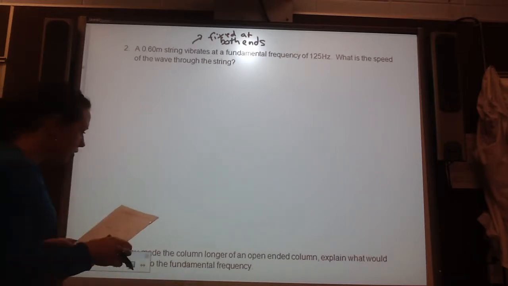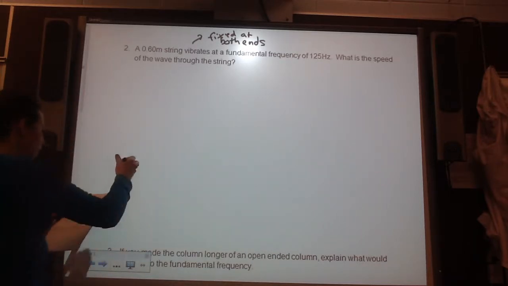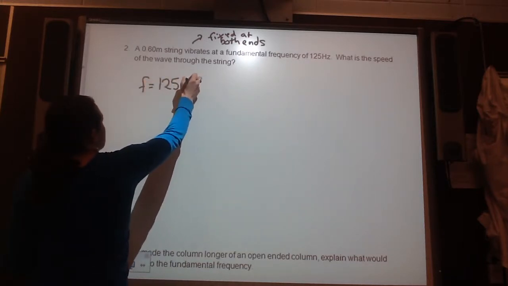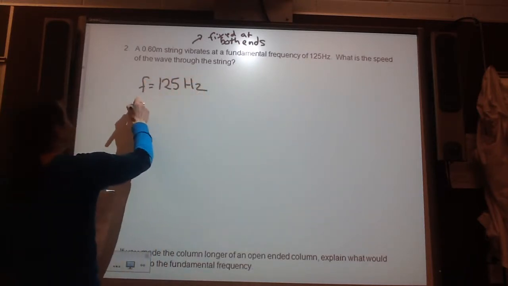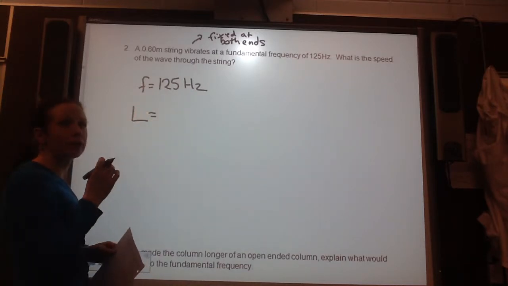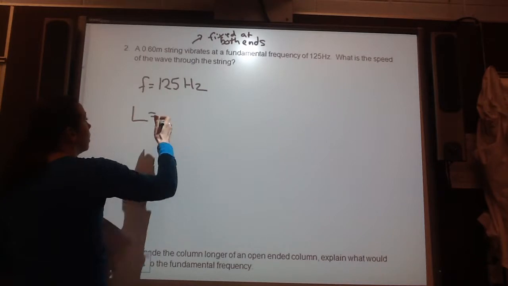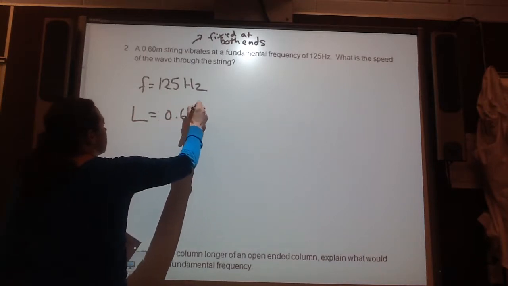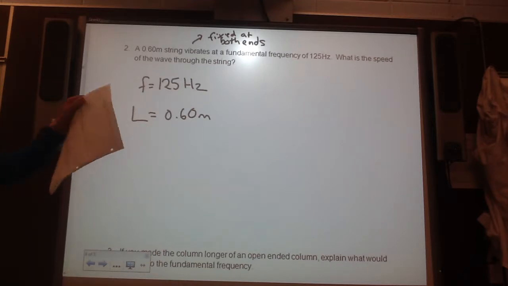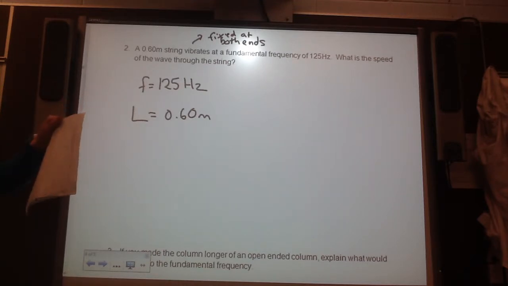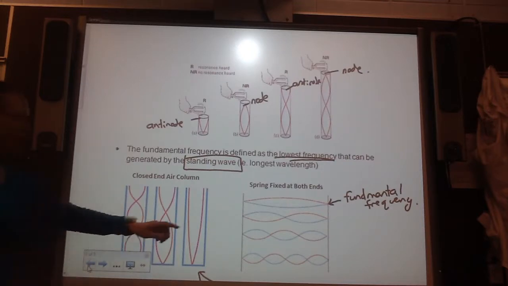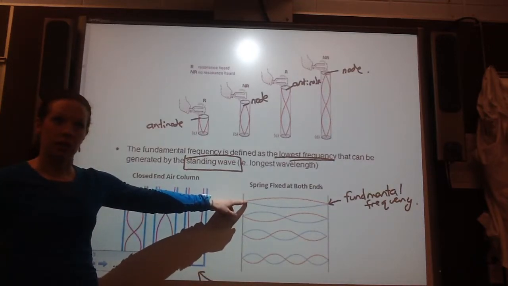Okay, so we know our frequency is 125 hertz. We know the length of the string, not the wavelength, but we know the length of the string is 0.60 meters. Now, it's a string that's attached at both ends and has a fundamental frequency. So what does that look like? It's going to look like this.